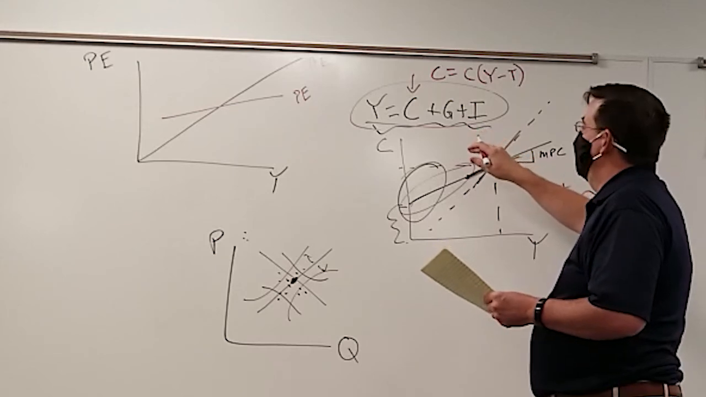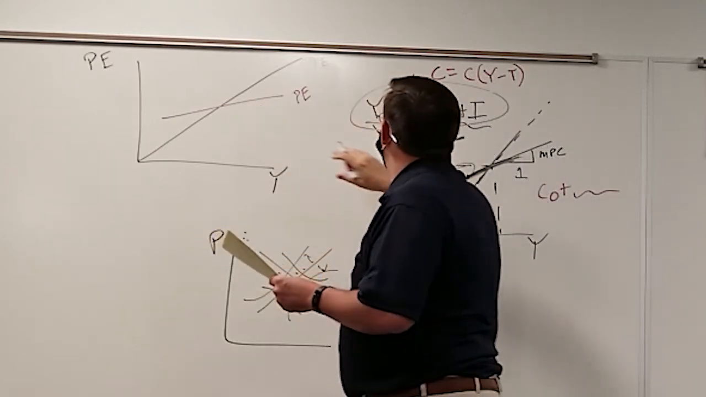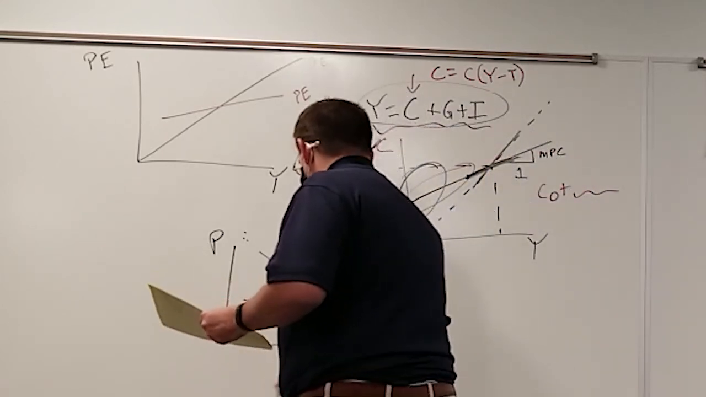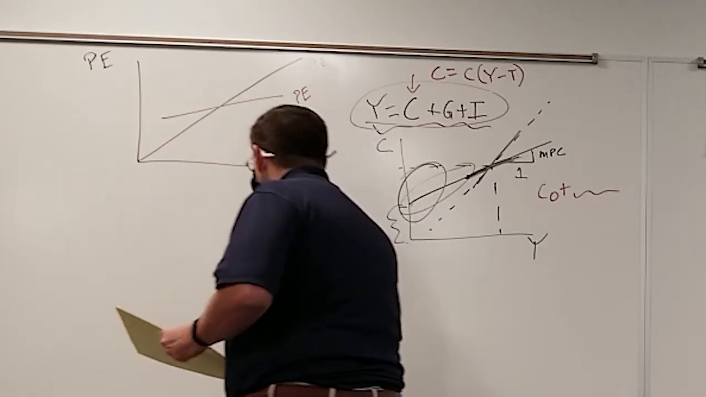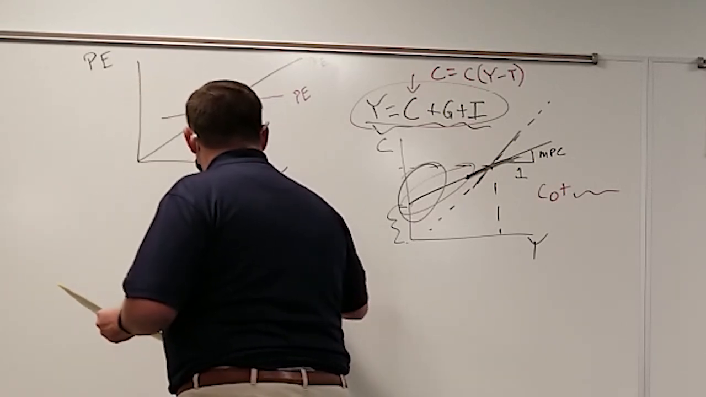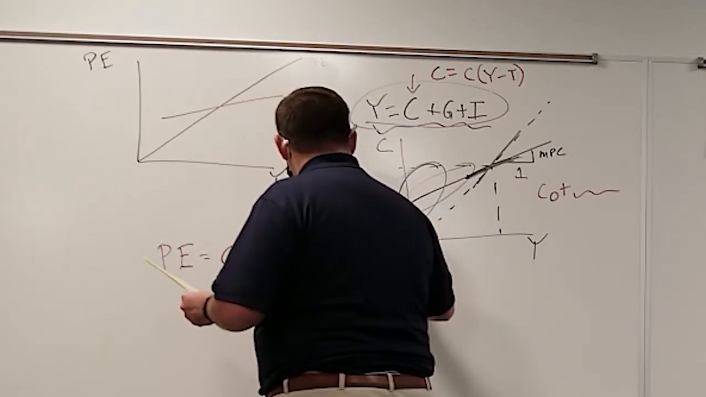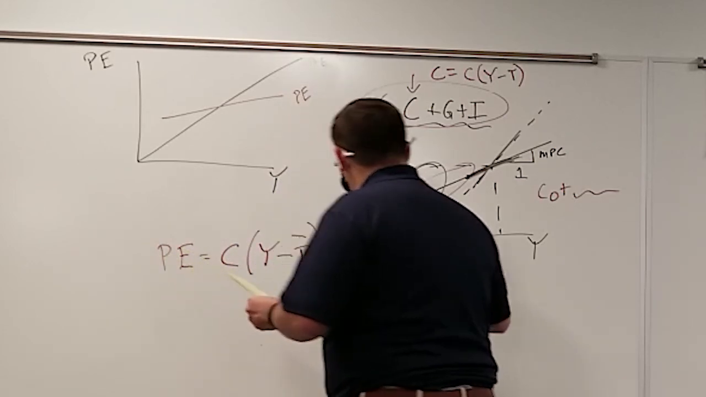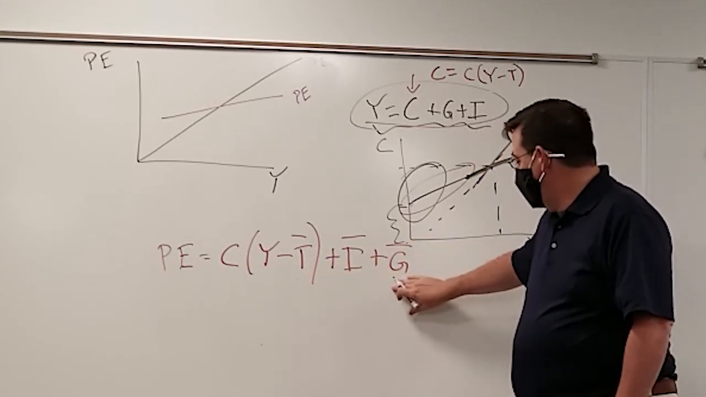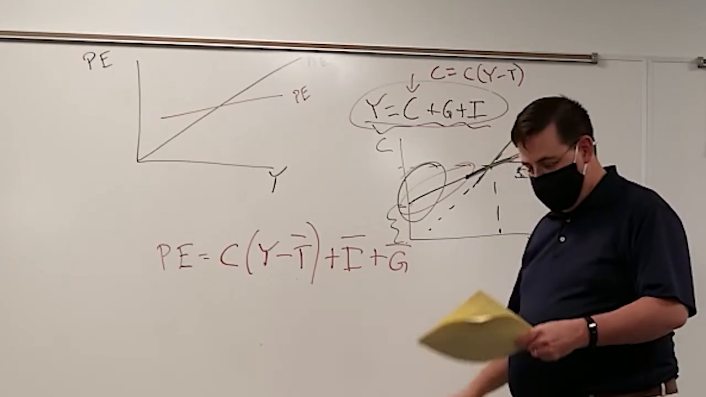For the time being then, I'm going to think mostly about how this curve changes when y changes. In order to do that, I'm going to say that potential expenditure, or planned expenditure rather, is equal to the function of consumption related to output minus taxes plus investment plus government spending. But for the time being, I'm going to hold taxes constant, I'm going to hold investment constant, and I'm going to hold government spending constant. So I put little lines over the top of them to say we're not going to let those vary. Those are going to hold still.